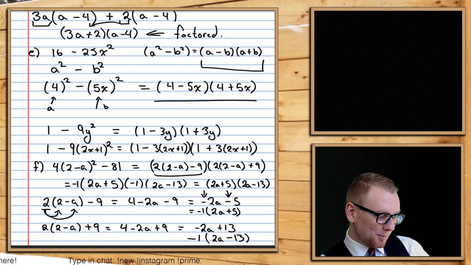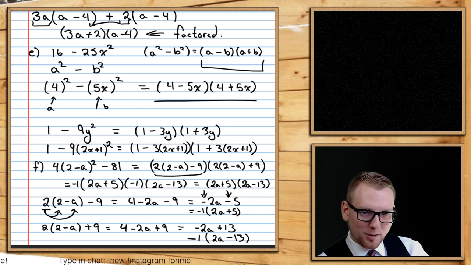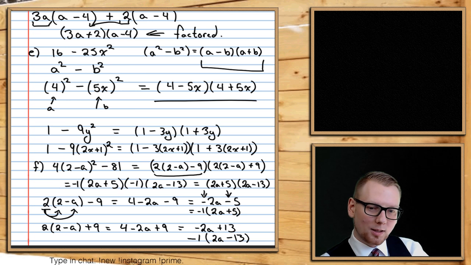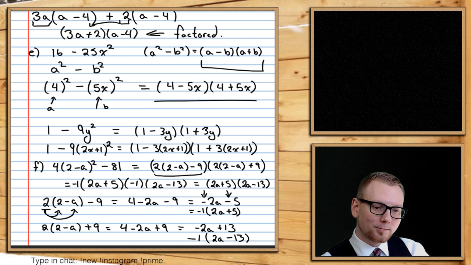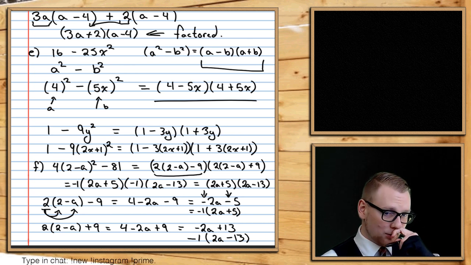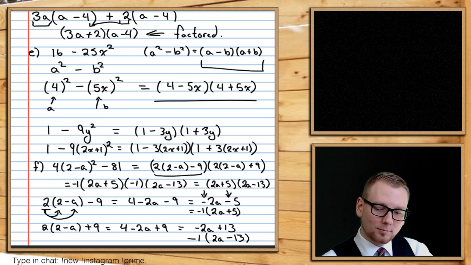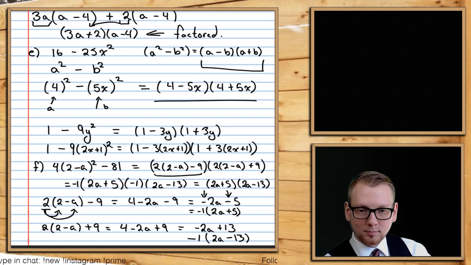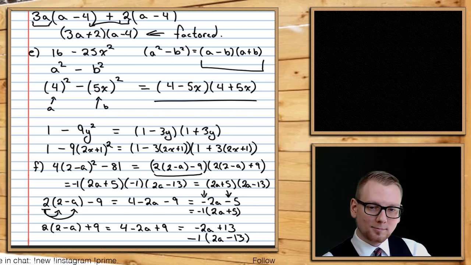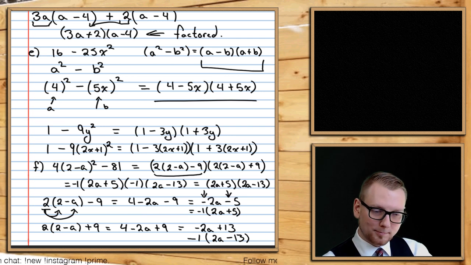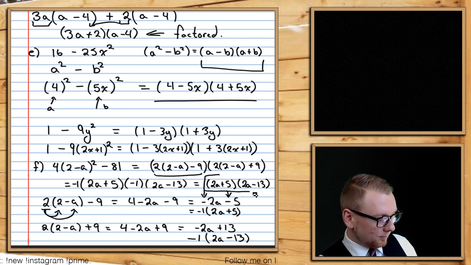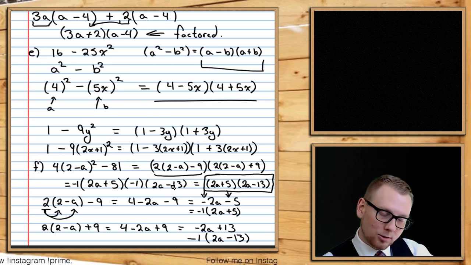There's more steps this time because it's a more complicated problem, but it's still all the same stuff you've done in the past. All the same. Nothing's changed. You just had to do it a couple times instead of just once. This would be the final answer. I know it doesn't look like it, but that's the final answer. 2a plus 5 and 2a minus 13.